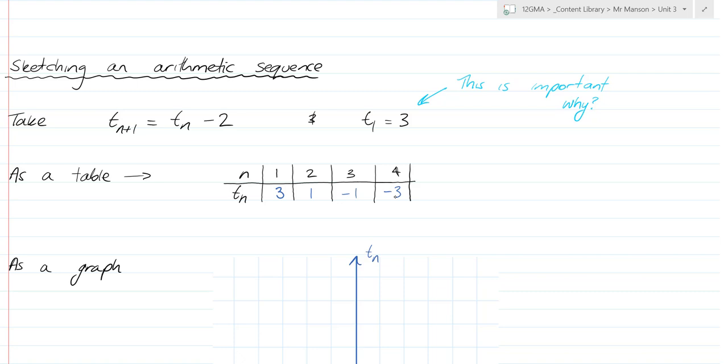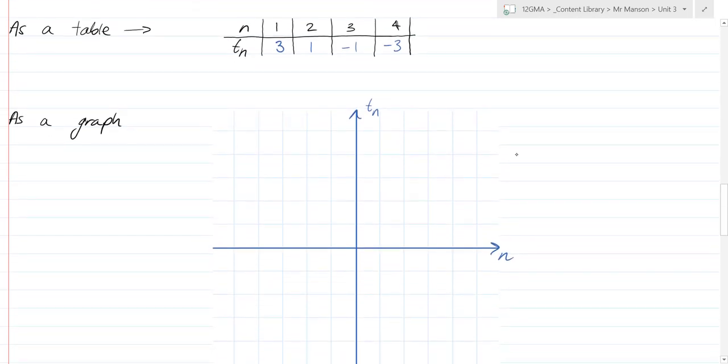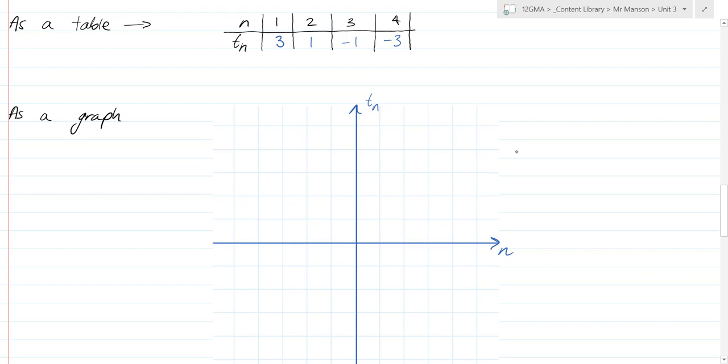Recursive definitions are great, but they're not great if I ask you now to find the 20th term, because then you've got to go through and go 3 minus 2, 1 minus 2, negative 1 minus 2, negative 3 minus 2, and you've got to do that 20 times. So they're not as helpful in those types of situations, but in sketching and setting up tables, the graph will look like this. I've got n and I've got Tn. The first term is 3, the second term is 1, the third term is negative 1, the fourth term is negative 3, and you should get a linear function.